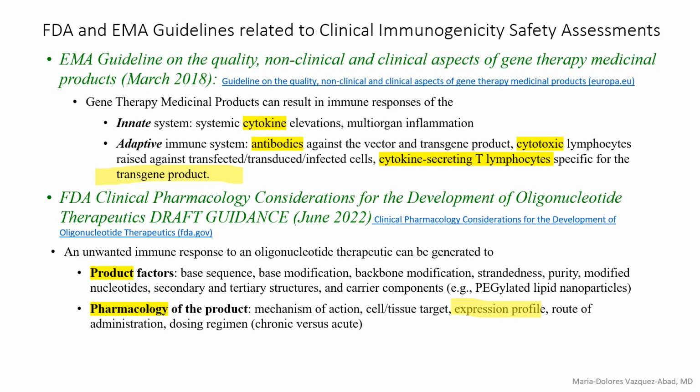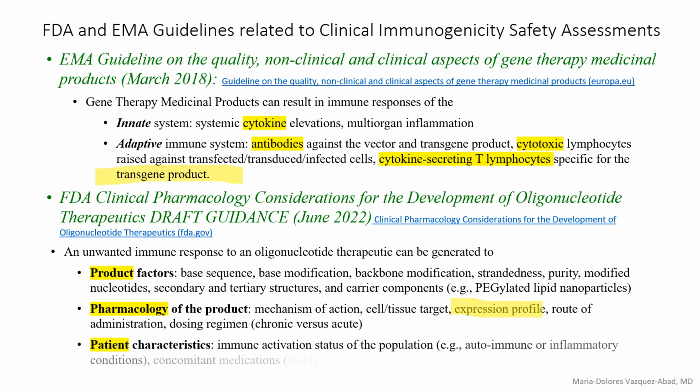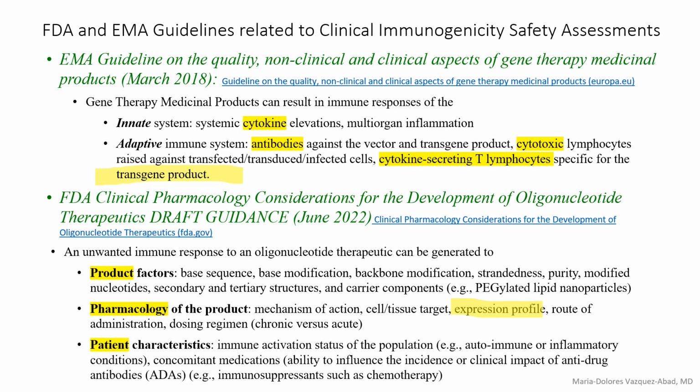And this is where the expression profile also comes into this particular section. It could be not necessarily the oligonucleotide, but now we're talking about the pharmacology has to do with the product that is the result of that nucleotide transcription. And they also say you need to look at patient characteristics. Is there anything in this particular patient population that would increase a potential unwanted immune response? How is the immune system in these patients?